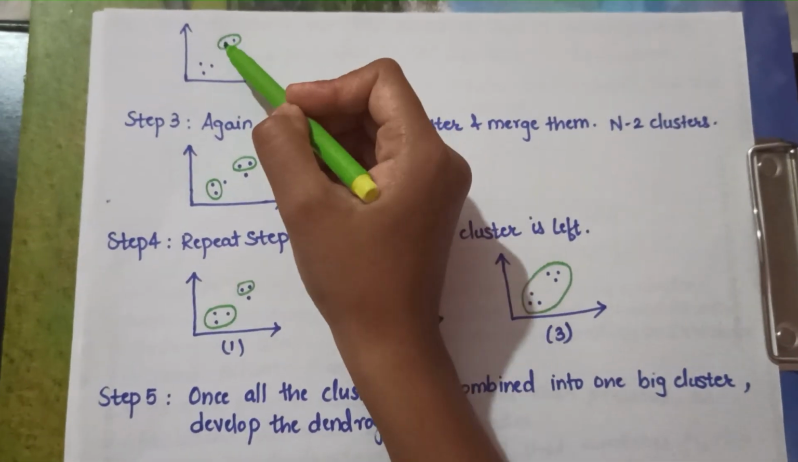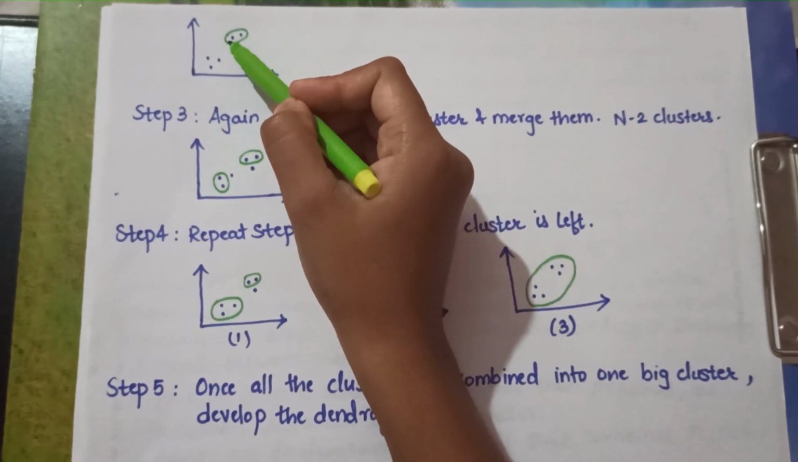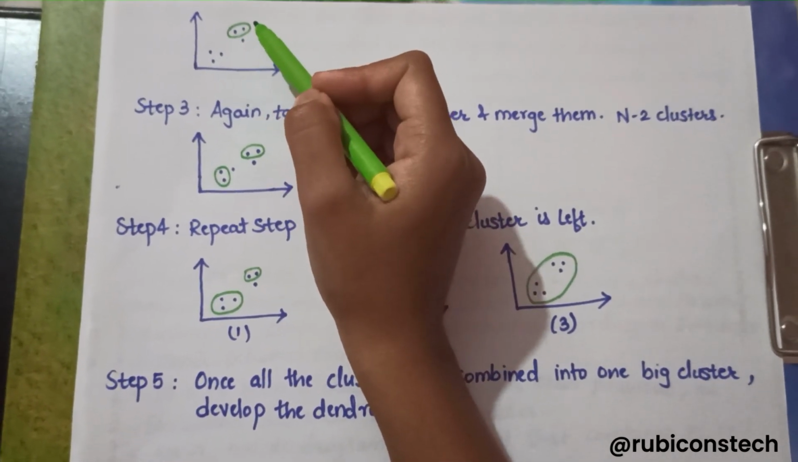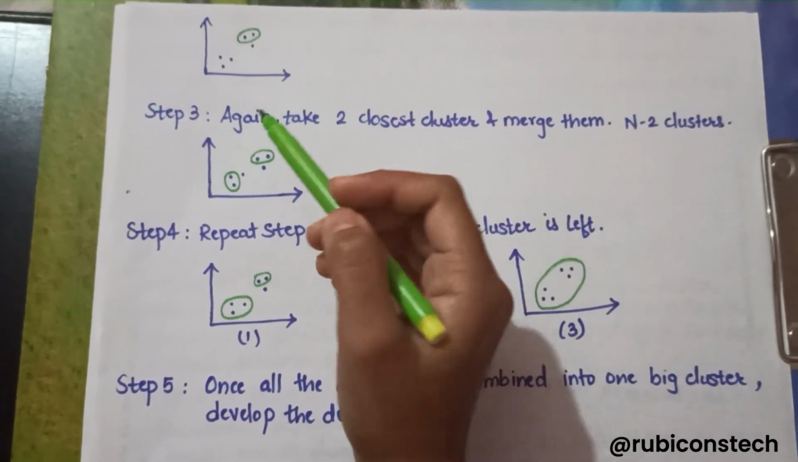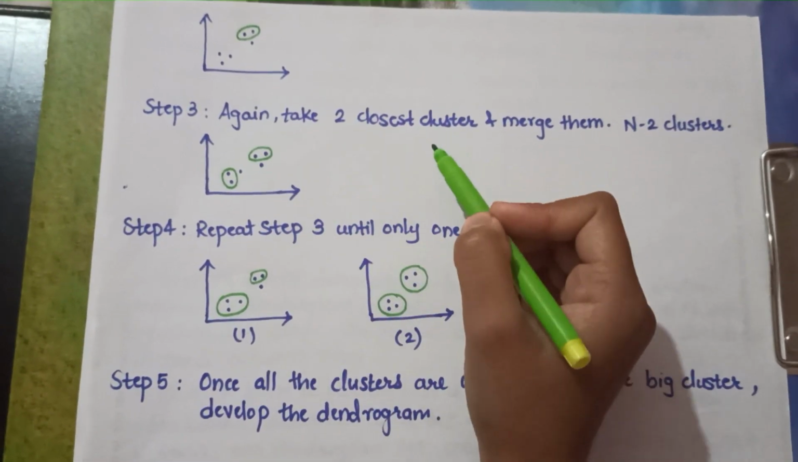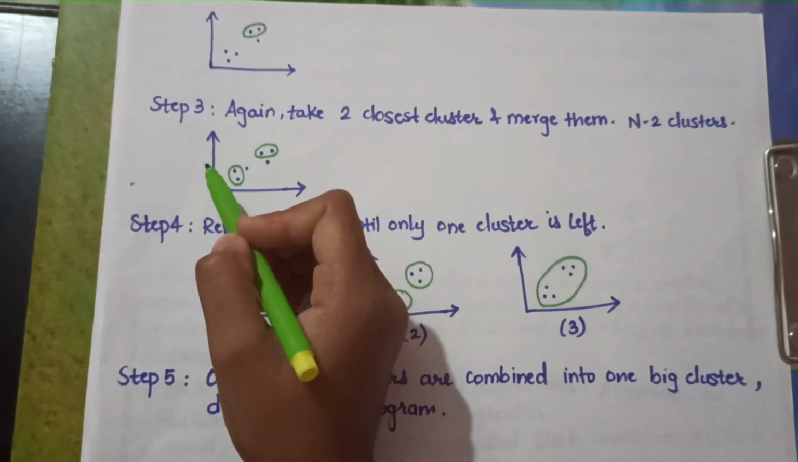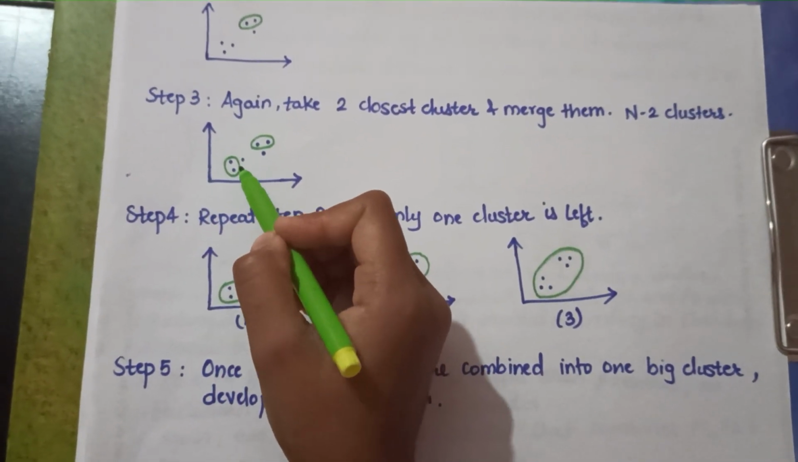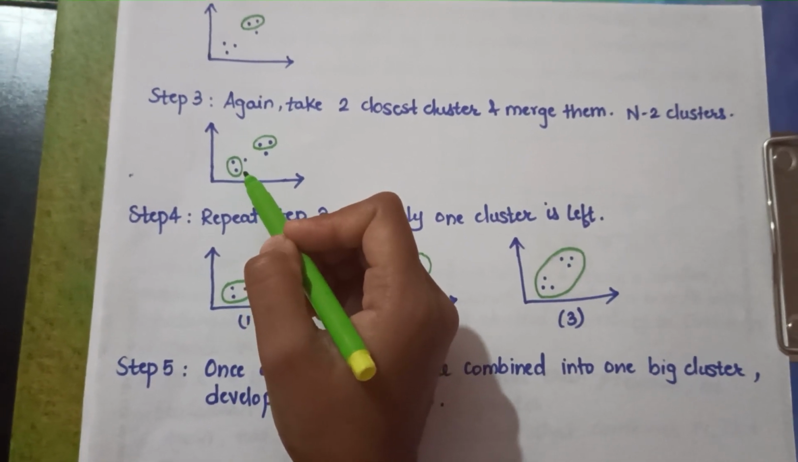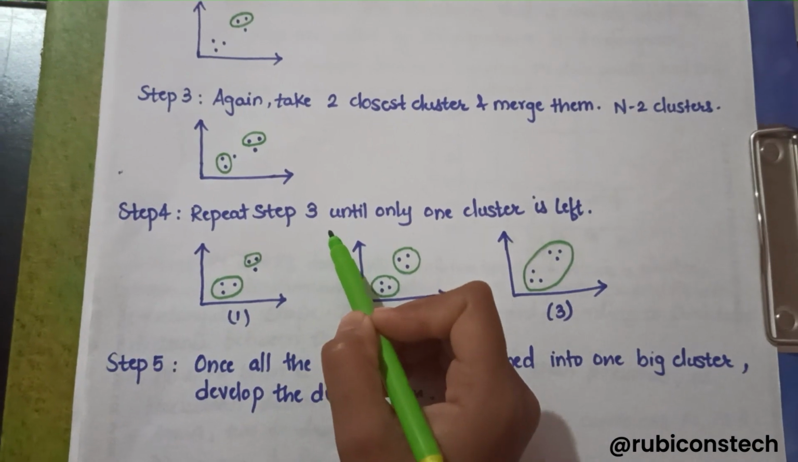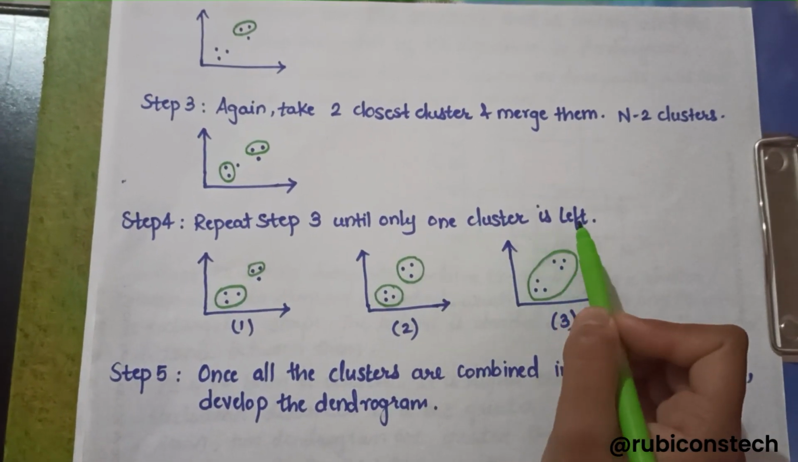So in this graph, these two points or these two clusters were close to each other, so they are merged into a single cluster. Step 3: again, take the two closest clusters and merge them. So now there will be n minus 2 clusters. Now in this step these two points were closer, so they are merged into a single cluster. Step 4: repeat step 3 until only one cluster is left.